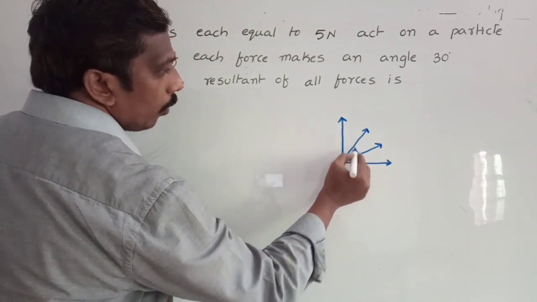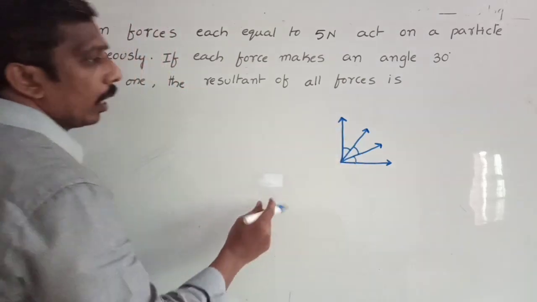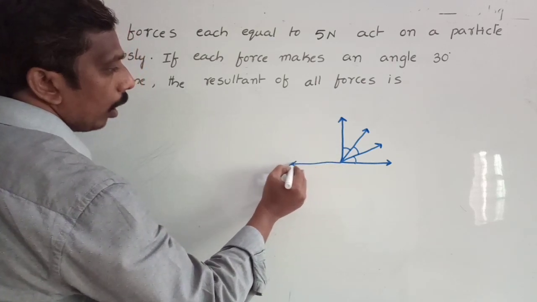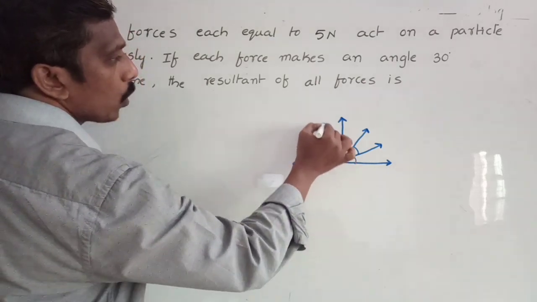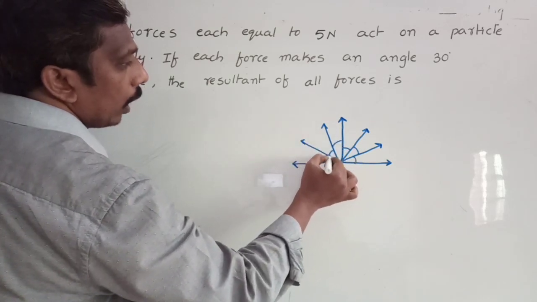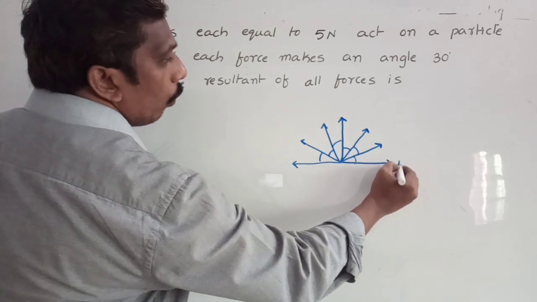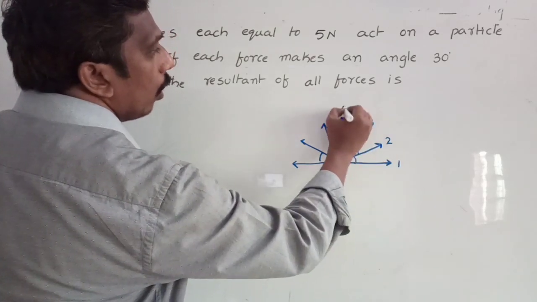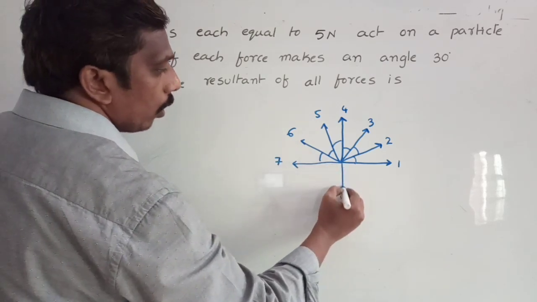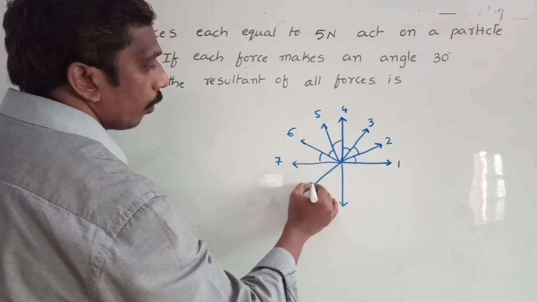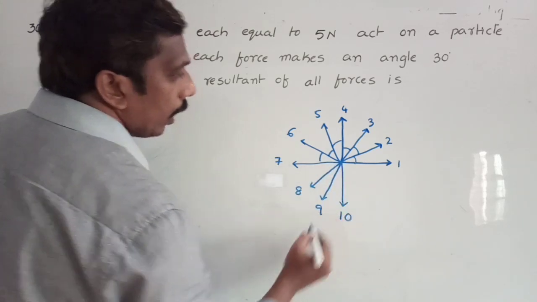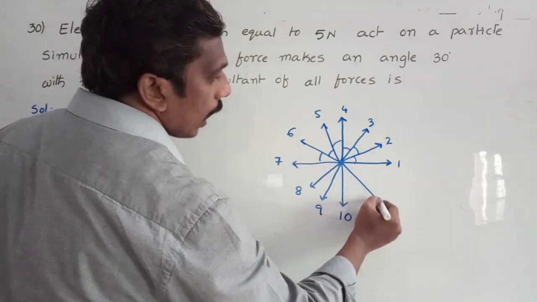Angle between these two 30, these two 30, these two 30, which means these two are perpendicular. In the same manner here, between these two 30, between these two 30, and between these two 30, 30, 30. 1, 2, 3, 4, 5, 6, 7 forces, and you draw in this direction 8, 9 and 10, and the 11th force is acting in this direction.